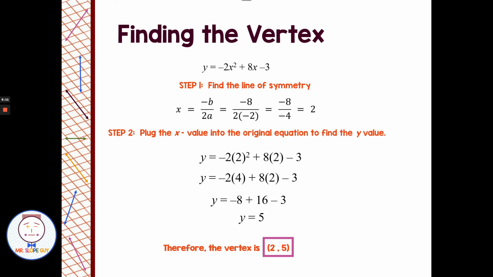So the vertex is at (2, 5), and that vertex is going to be our maximum or minimum point. Actually, I know if I have a negative a value that the parabola is going to face downward, so this (2, 5) at the vertex is going to be the maximum.